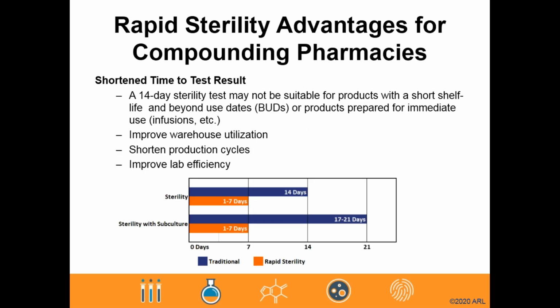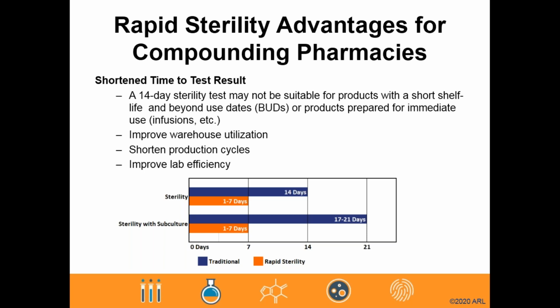Rapid sterility testing offers numerous benefits compared to traditional sterility testing. Most notably is shortened test times. The wait for a traditional sterility test result introduces risk into the production process in the event of a contamination. It introduces additional storage requirements, merchandise hold times, as well as delays to market.